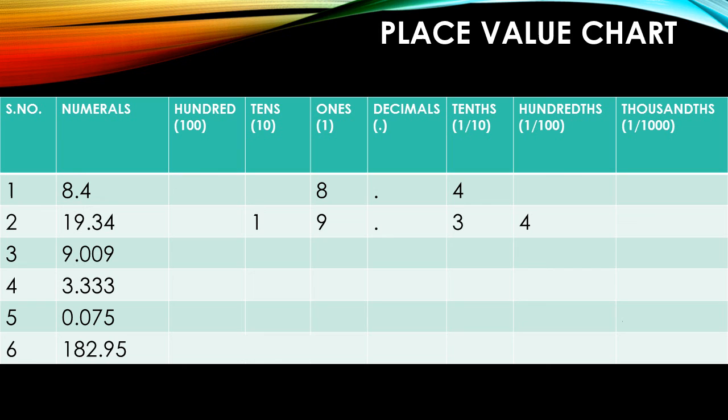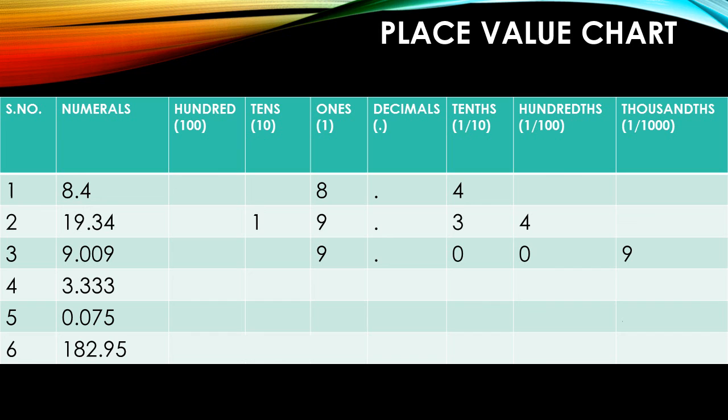Question number 3. 9.009. See, 9 is a 1 digit whole number. So write 9 in the ones place and write the decimal sign in the decimal column. Then write 0 in the tenths place, again 0 in the hundredths place and 9 in the thousandths place.